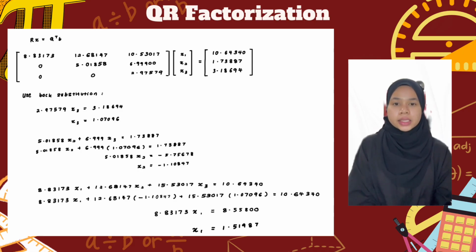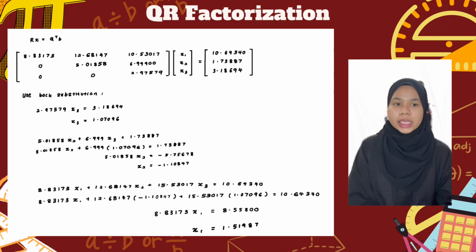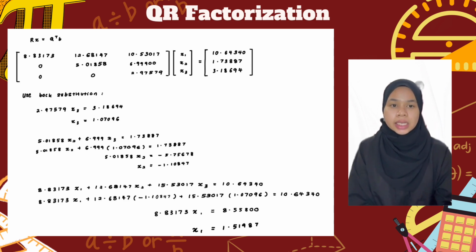Next, based on the matrix R that we obtained just now, the matrix R is an upper triangular matrix given by R is equal to 8.83173, 12.68147, 10.53017, 0, 5.01858, 6.99900, 0, 0, and 2.97579. Since R is an upper triangular matrix, we solve the system using back substitution.